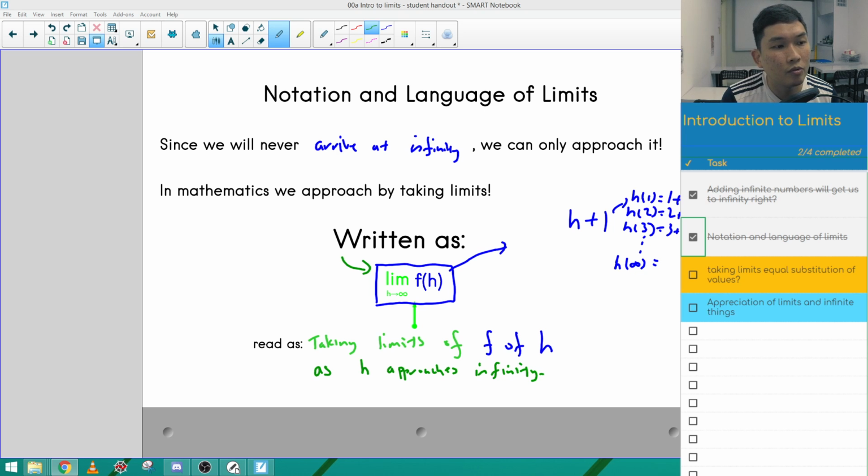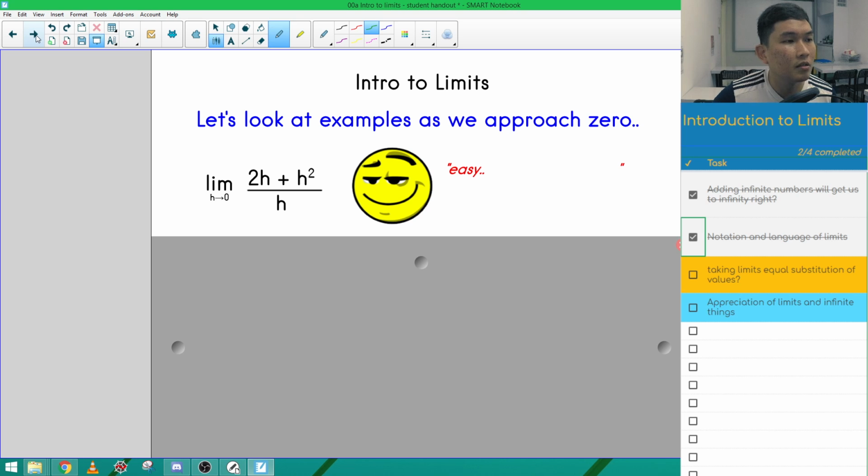So now that we know what it is about, how to write it, how to read it, let's do some practice questions. Let's take limits this time. Over here, I have a function in terms of h. It is 2h plus h squared over h. And I'm interested to find what happens to this function as h approaches 0. To read this properly, I'll say taking the limit of this function as h approaches 0.